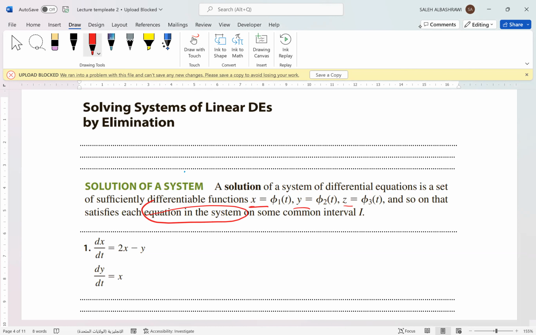Before explaining this idea, let's give some notation for the derivative first. Then we are going to apply elimination and try to find the solution for a system. In this part of the lecture, we are going to use the notation dx/dt to be Dx. Using this notation, Dx means the derivative of x with respect to t, and dy/dt we write as Dy.